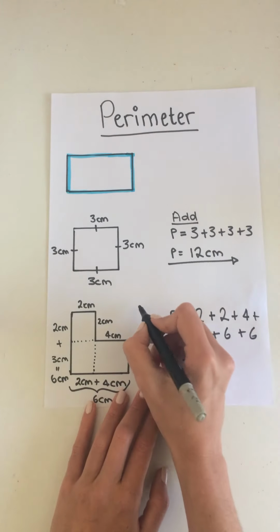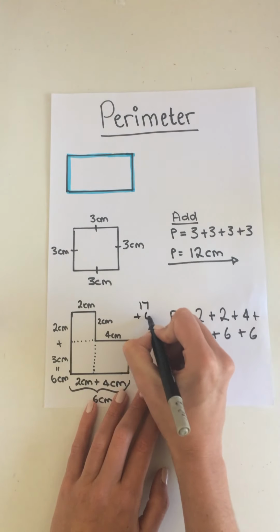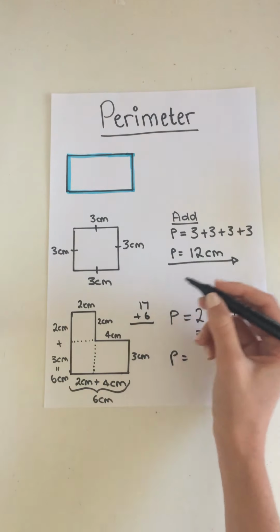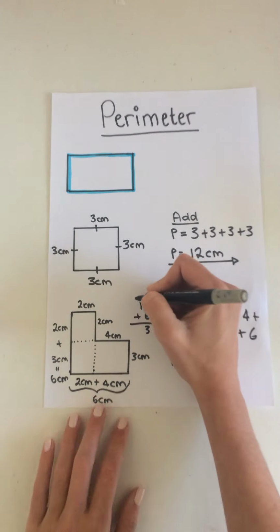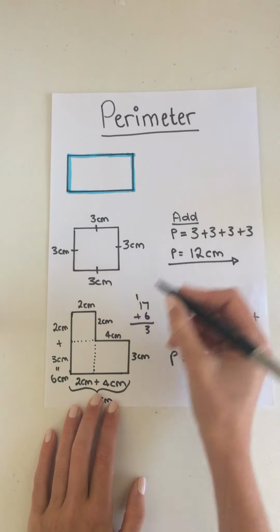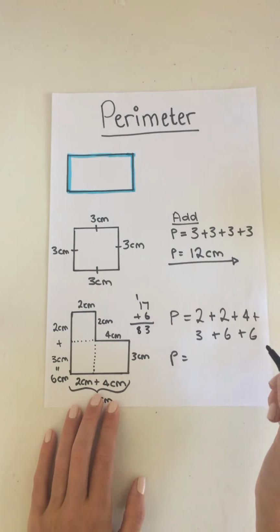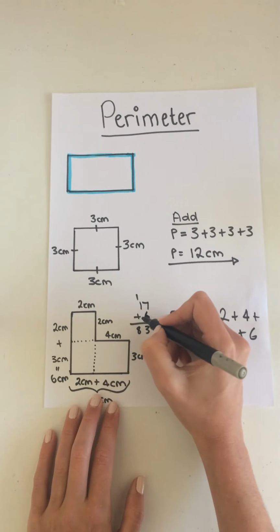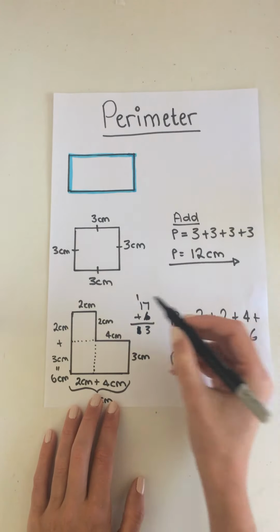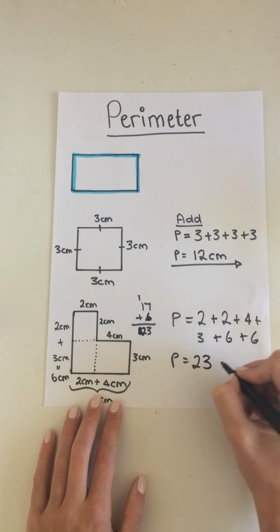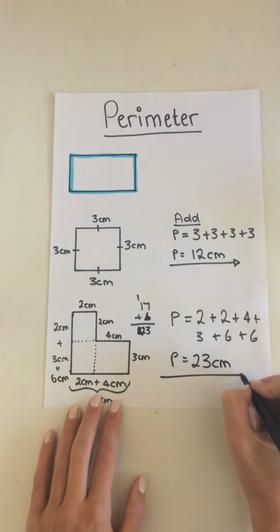If it's too big, we can do it on the side. 17 plus 6. 6 plus 7 is 13, carry 1. 1 plus 1 is 2. So my perimeter here is 23 centimeters.